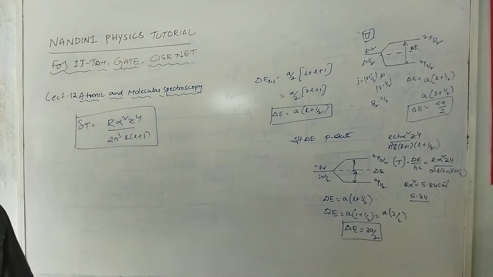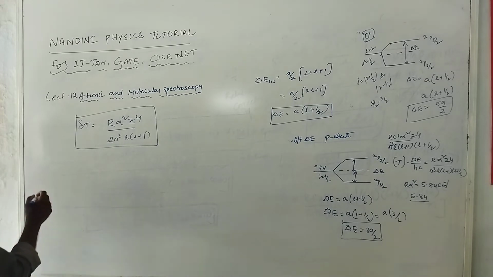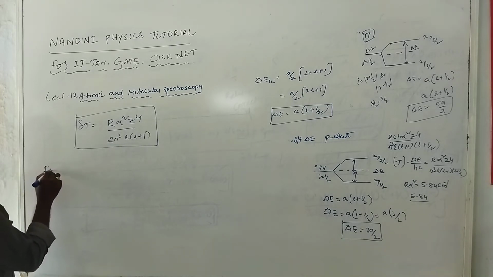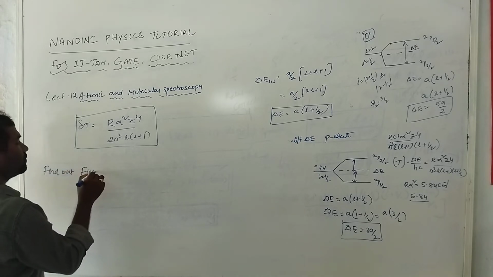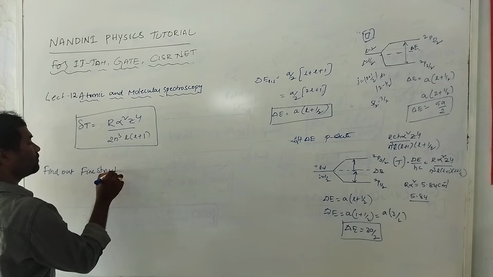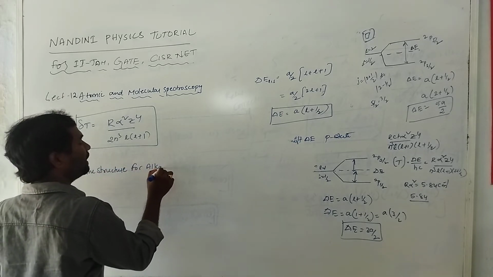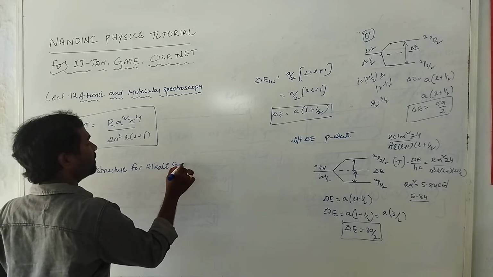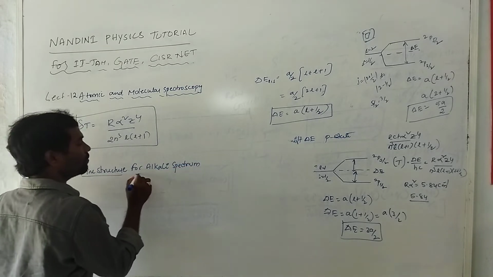Right now I consider the alkali spectrum in relativistic notation. So find out the fine structure for the alkali spectrum. This is the question.